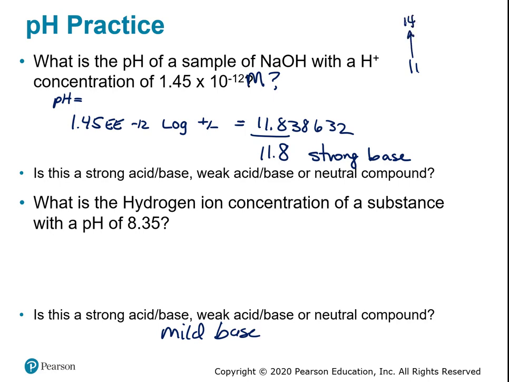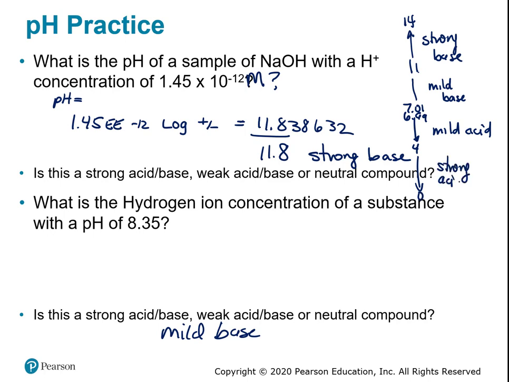So 11 up to 14, that is really considered strong bases. Anything that is like 7.01 up to 11 is more of a mild base. And then going down the other direction, anything from 6.99 all the way down to about a pH of 4 is considered a mild acid. And then anything below that, 4 down to 0, is a strong acid. And 10 is close to where ammonia is.